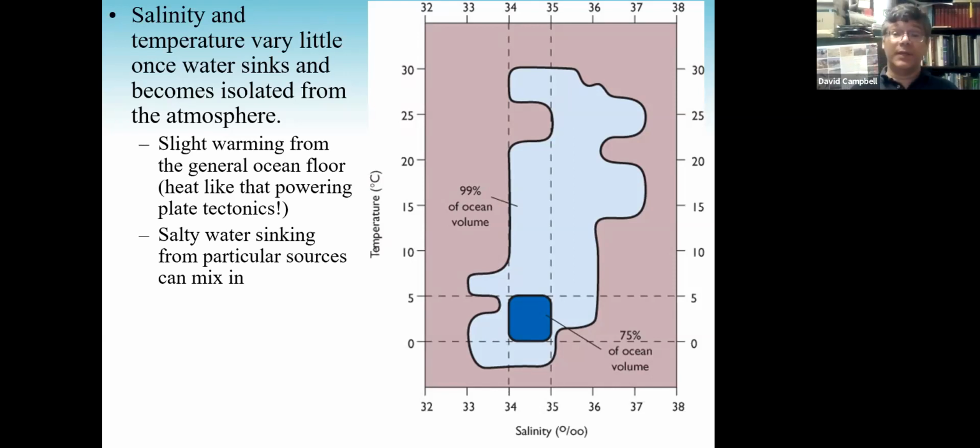Also, if we have some place that has extra salty water, that can get dense and sink down. Even if it's not too cold, the extra salt can make that happen. And then that will tend to mix in with the deep ocean as well.